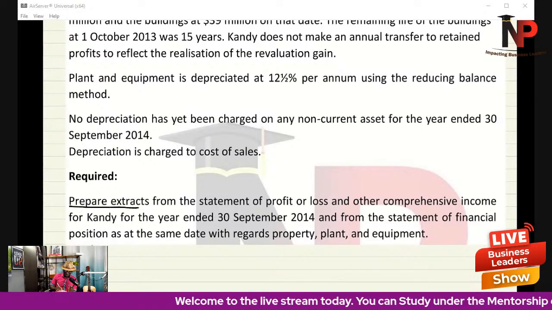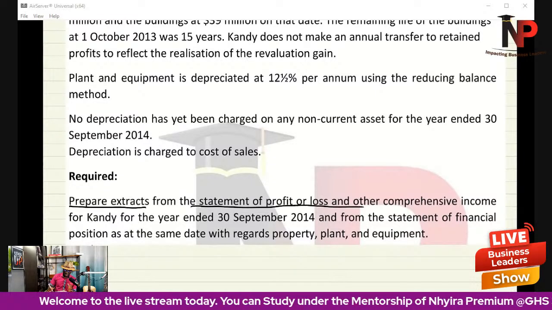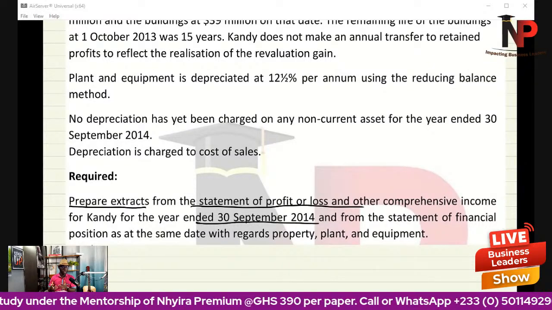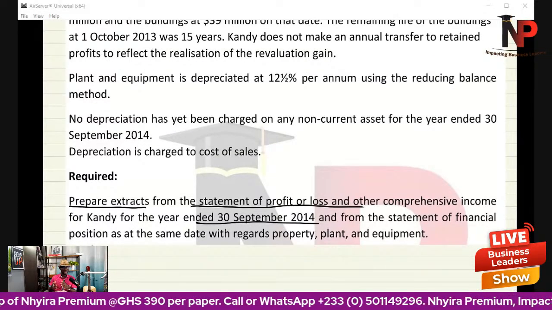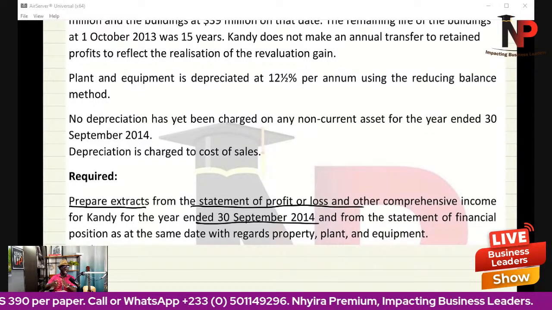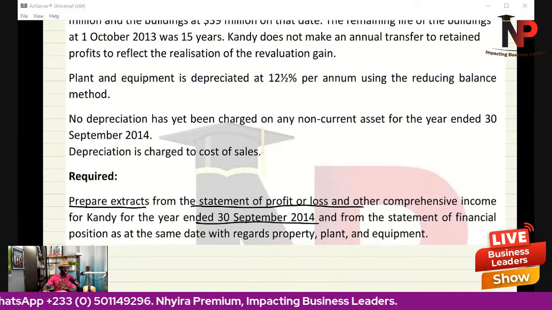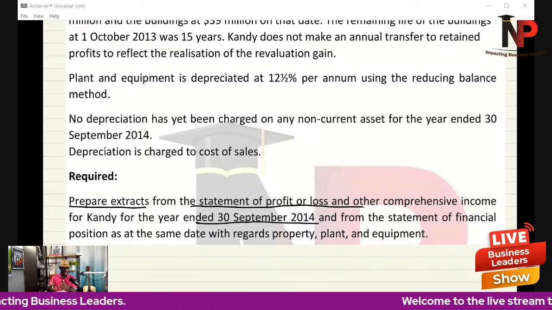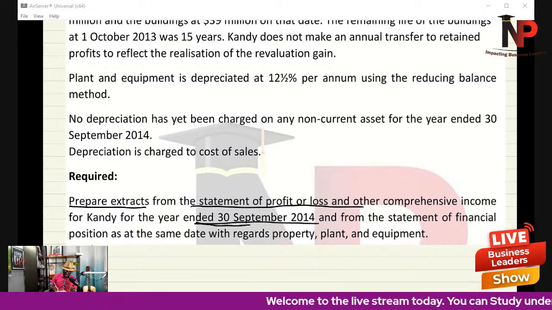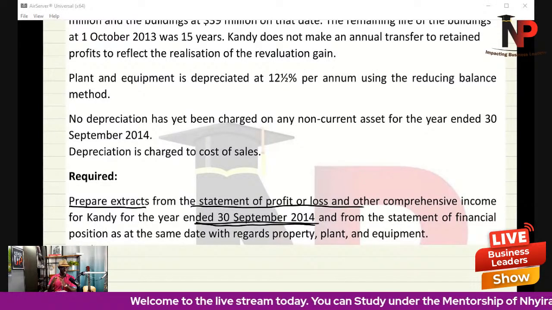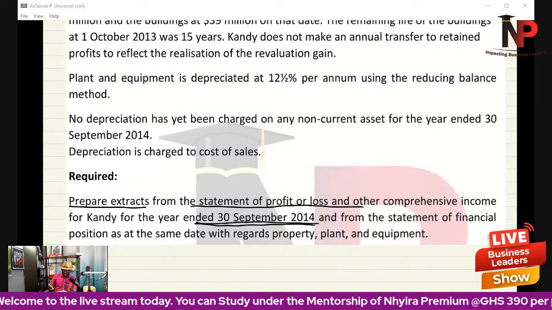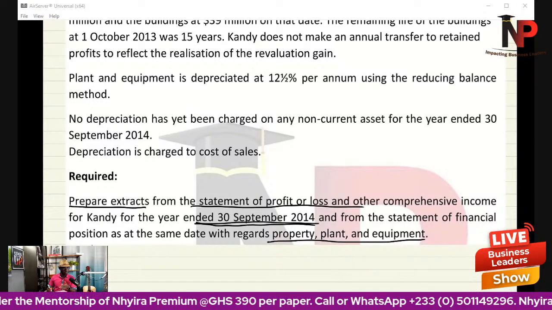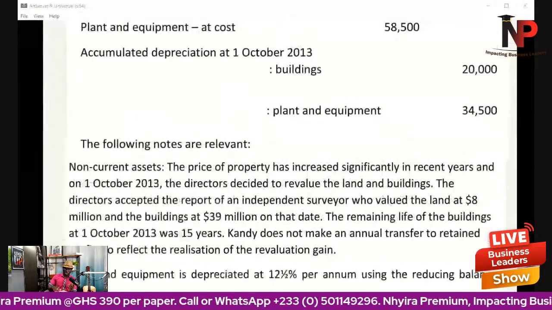It says prepare extract from the statement of profit or loss and other comprehensive income for Candy for the year ended 30th September 2014. Now, it is very important that anytime you're dealing with financial reporting questions, you look at the year ended, because that is going to guide you on exactly what you are expected to do in the question that has been provided to you. So our year ended is 30th September 2014, and we are told from the statement of financial position at the same date with regards to property, plant, and equipment. So let's see how we can actually structure Candy out.